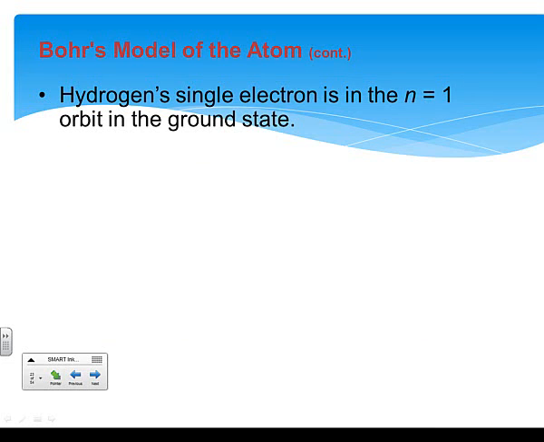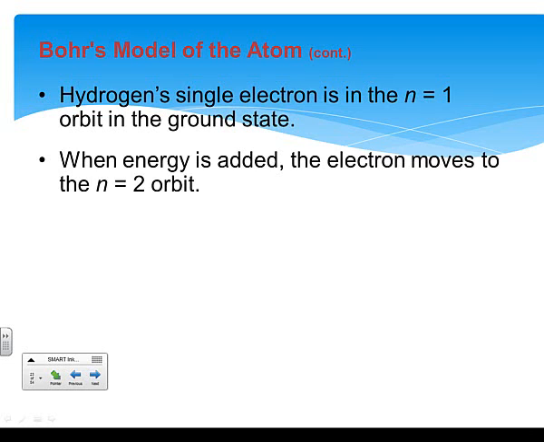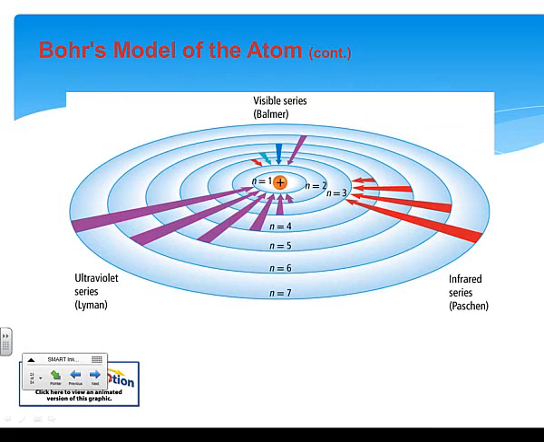Hydrogen has 1 electron. It's in the n equals 1 orbit in the ground state. When energy is added, that 1 electron moves up to the n equals 2 orbit. Here's a picture of what Bohr's model of the atom was. You see the center orange dot. That orange dot is your nucleus, that positive center. And you can see that the electron first lives in that n equals 1 spot.